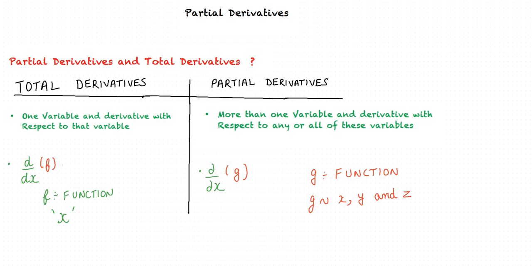We represent the partial derivative using dou by dou x. Hence, the partial derivative of a function g can be written as dou g by dou x, where g is a function composed of three variables x, y, and z.